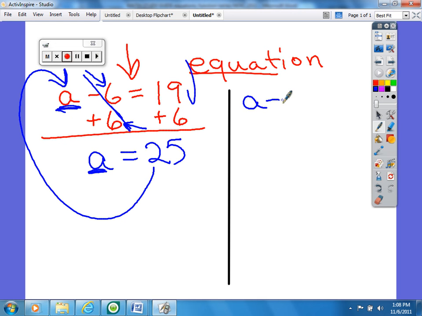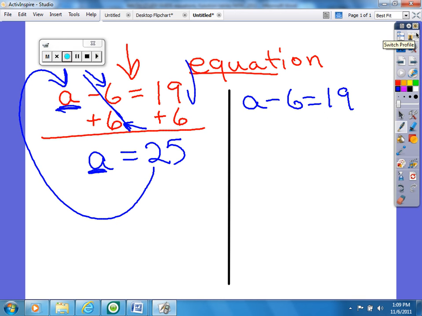I'll show you another way to write it, and this is the way I've written it on the study guide. You can just write it going horizontally across the page. So if they subtract 6, I'm going to add 6. I'll tell the students this.